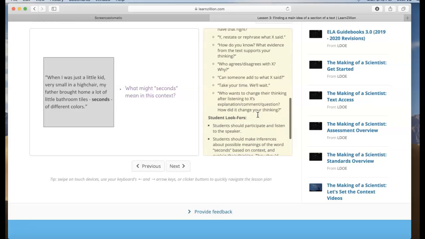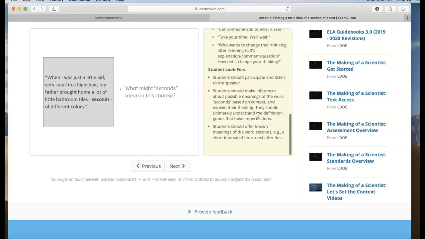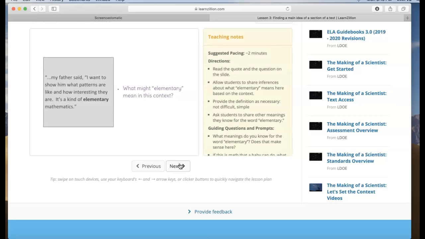Make sure you use your conversation stems to write, to talk, to speak, to listen. Participate and listen. The word seconds means goods that have imperfections. That's the definition. Also, seconds does mean the interval of time, like 1, 2 seconds.